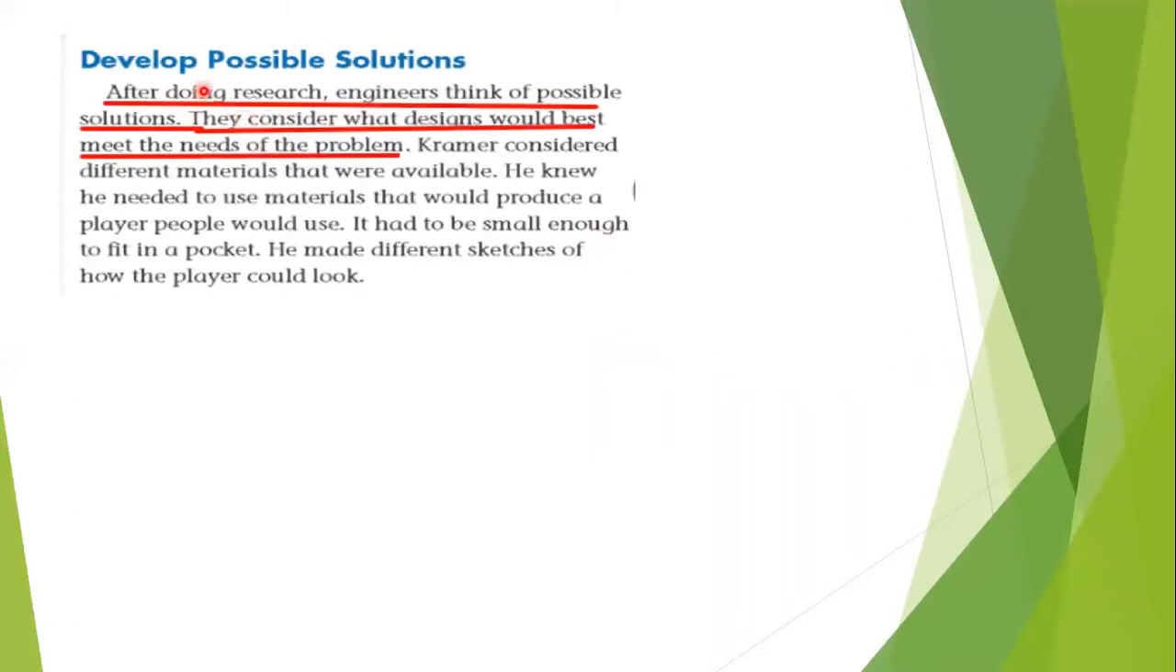The third one, develop possible solutions. After research, engineers think of a possible solution. They consider what design would best meet the needs of the problem. Kramer considered different materials that were available. He knew he needed to use material that would produce a player people would use. It had to be small enough to fit in a pocket. He made different sketches of how the player could look.